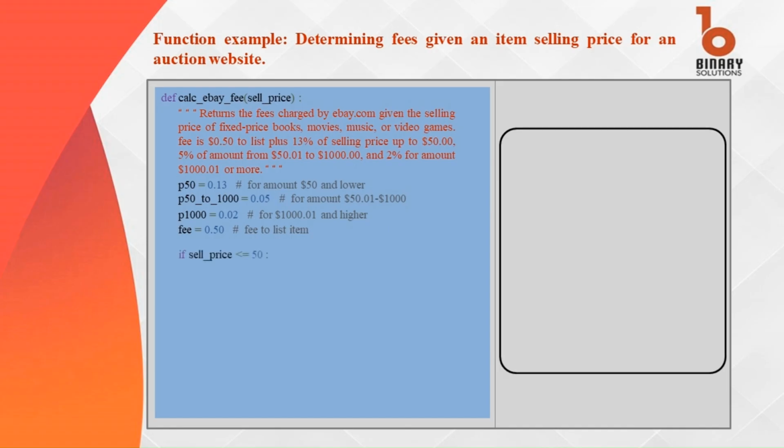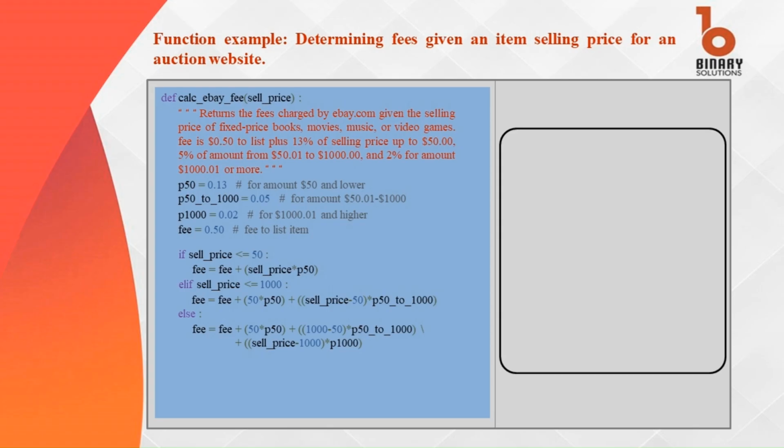For items priced at $50 or less, the fee includes the listing fee plus 13% of the selling price. For items priced between $50 and $1,000, the fee adds 5% of the amount beyond $50 to the previous tier's calculation. For items priced above $1,000, the calculation incorporates 2% of the amount exceeding $1,000 in addition to the fees from the lower price ranges.